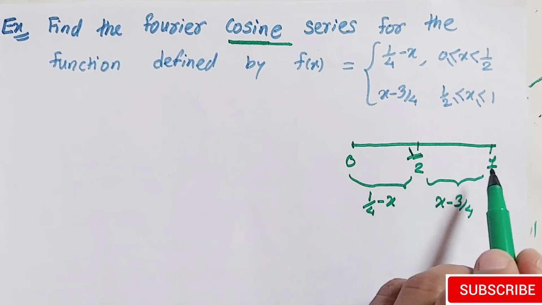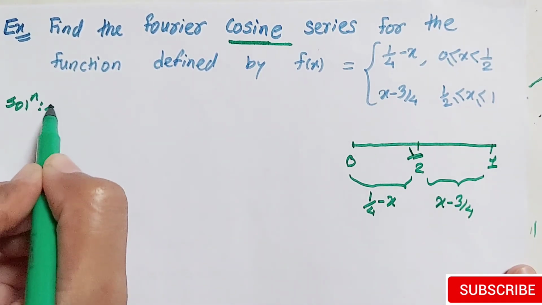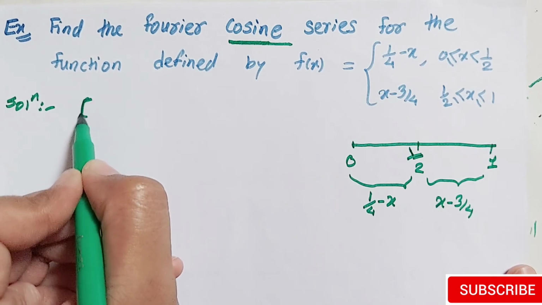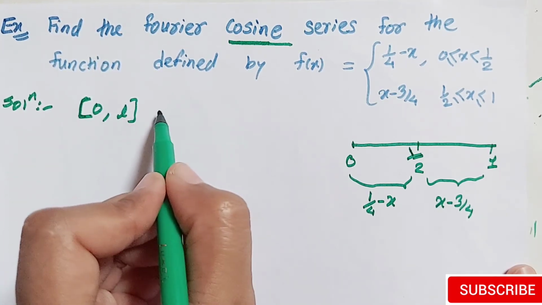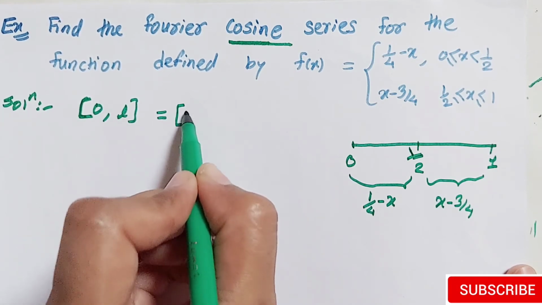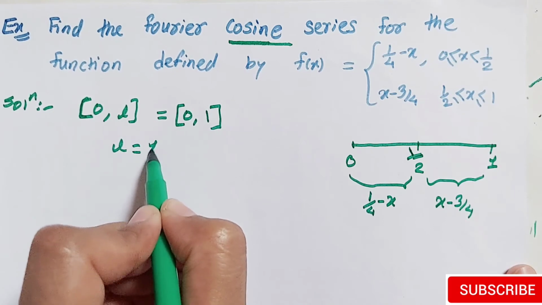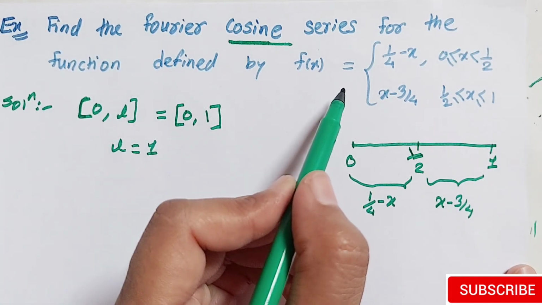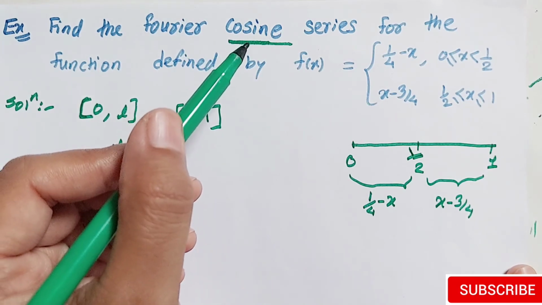So the total interval is 0 to 1, and in the half range series we take the actual interval from 0 to L. If we equate this with the interval 0 to 1, that means L equals 1, and the function is already given. For that we have to find the cosine series.